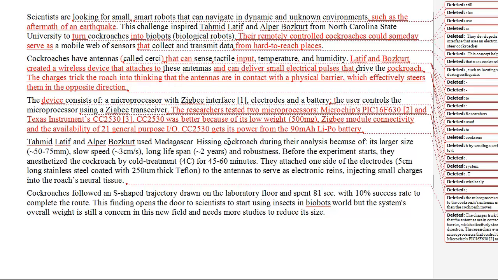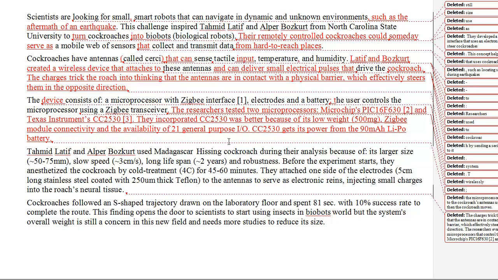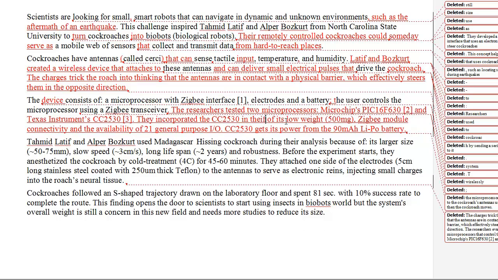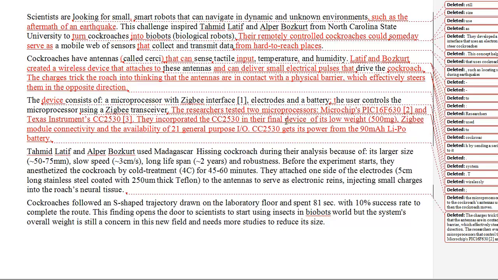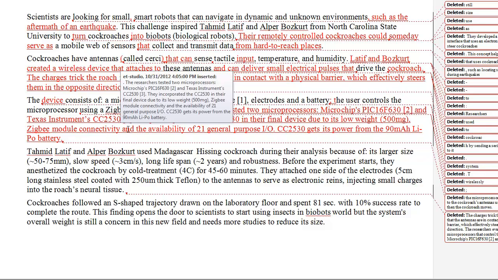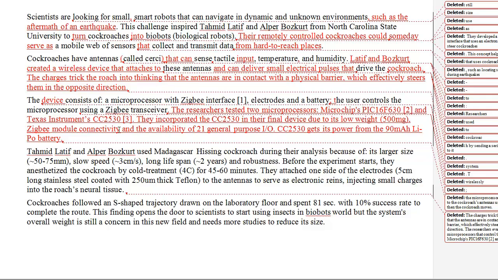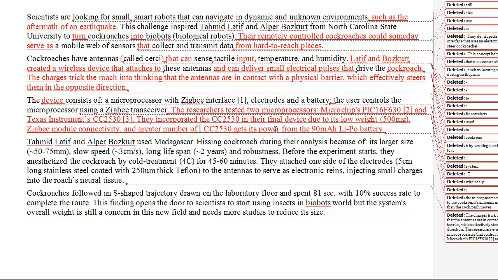I'm guessing that means that they tested two microprocessors, but they ended up using the CC2530. So let's say they incorporated the CC2530 in their final device due to its low weight, its Zigbee module connectivity. Obviously, that would be important if it has to connect with the Zigbee. And then we get to, and the availability of 21 general purpose I/O. I wasn't quite sure what that is. So I'm completely guessing here, and greater number of I/O ports. That wasn't exactly parallel either, I/O ports maybe.